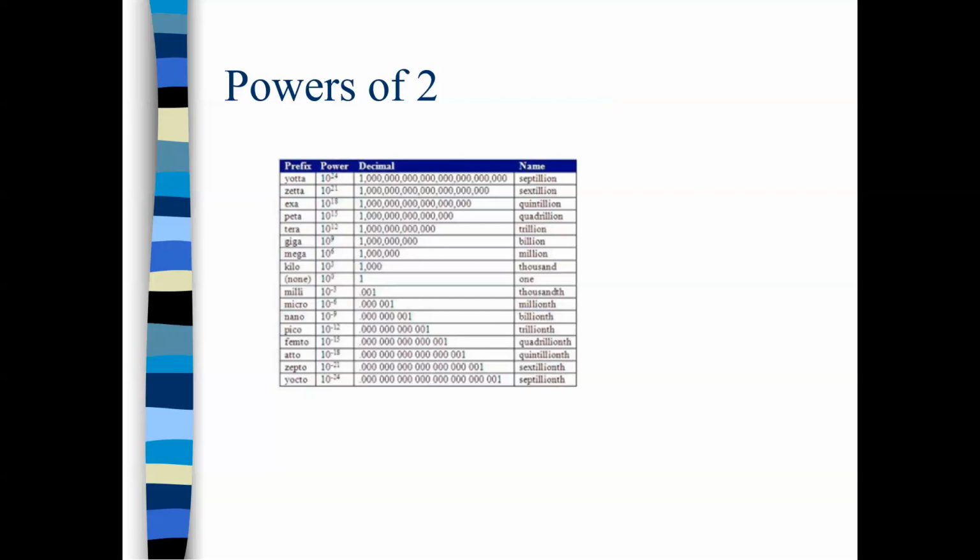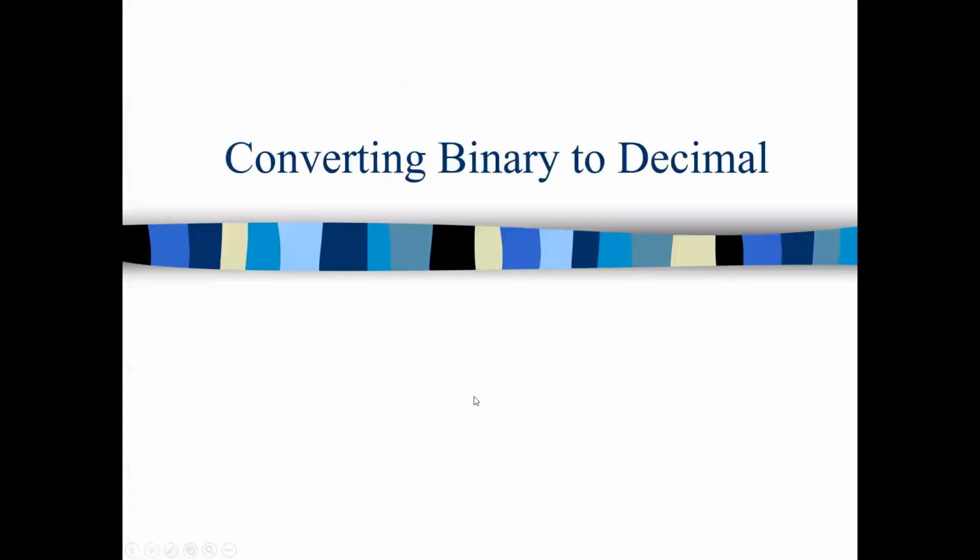So we can see that 10 to the power of 0 is 1. 10 to the power of 3 is 1,000. And it shows you that all of the different powers of 10 come out to those values. So they're not exactly the powers of 2, but close for us.